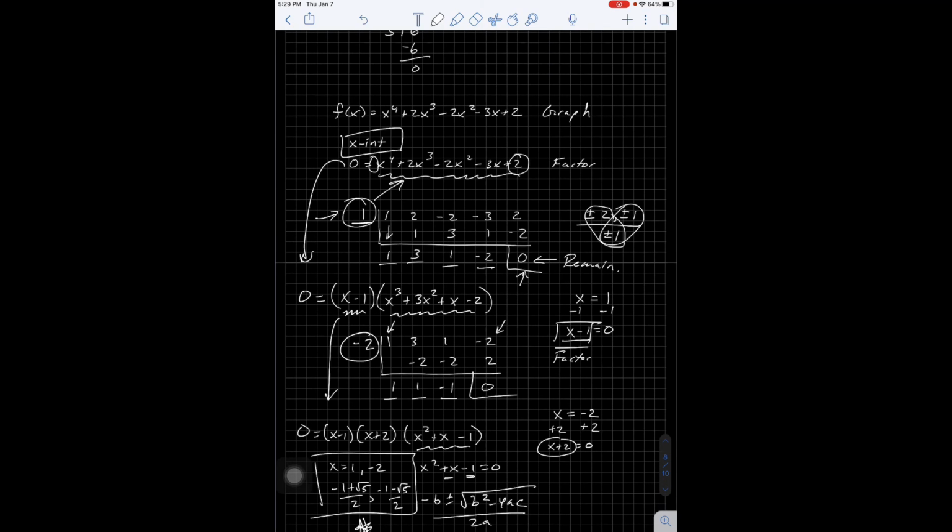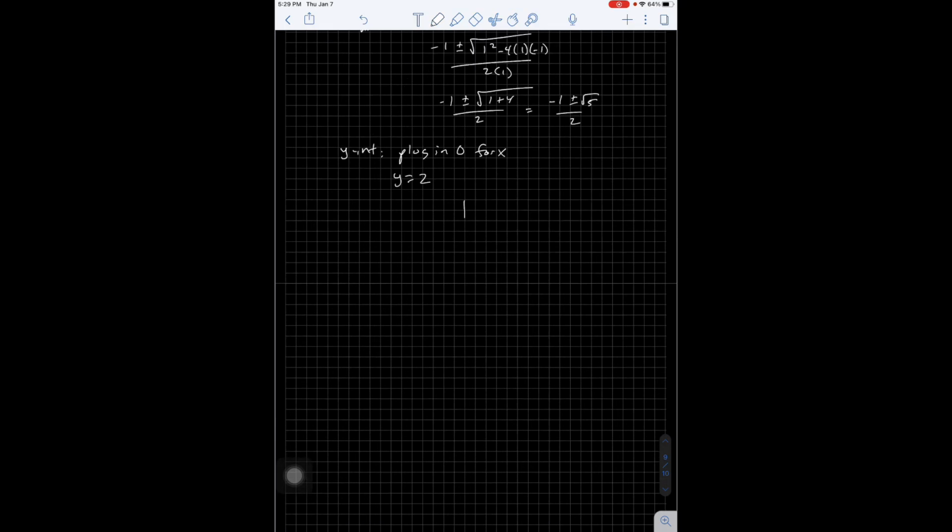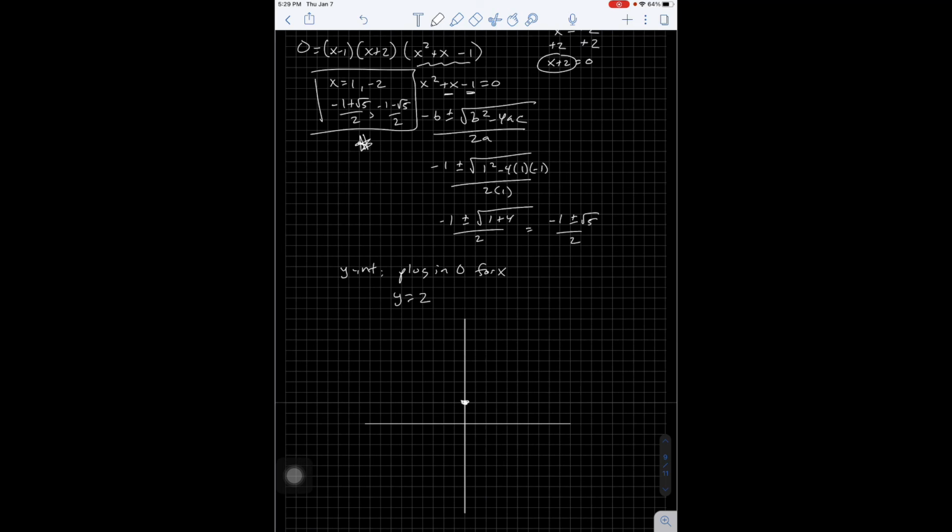So I'm going to come up here to my original problem. I plug in 0 for x, and I'm left with 2. So plug in 0 for x, and I get y equals 2. And then I'm going to draw my graph and plot some points on here. So y equals 2 is right here. My x-intercepts are 1 and negative 2. And then my only question is, what is the decimal approximation for these roots? So let's go over to class calc. Negative 1 plus root 5.